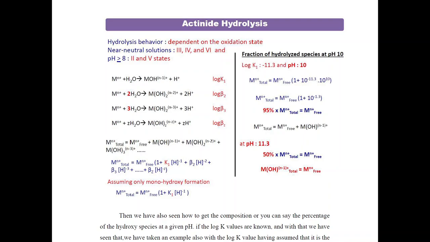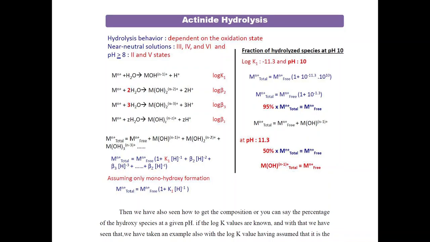So assuming only monohydroxy formation, Mn+ total equals Mn+ times 1 plus K1 over [H]. The fraction of hydrolyzed species: at pH 10, log K1 equal to minus 11.3 and pH equal to 10, Mn+ total equals Mn+ times 1 plus 10 to the power minus 11.3 plus 10, which is 10 to the power minus 1.3, giving 95% of Mn+ total equal to Mn+. At pH 11.3, 50% of Mn+ total is there.